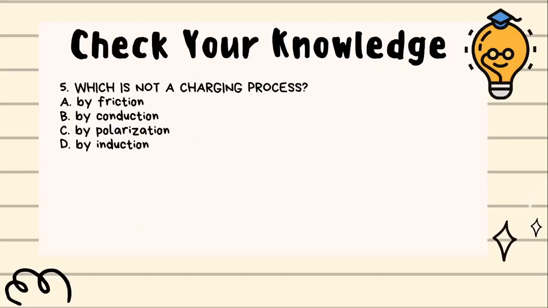Number 5. Which is not a charging process? A. By friction. B. By conduction. C. By polarization. Or D. By induction.